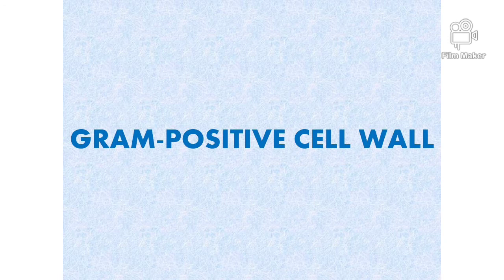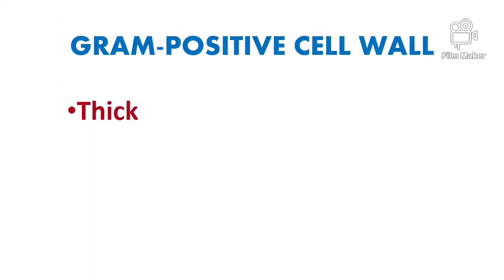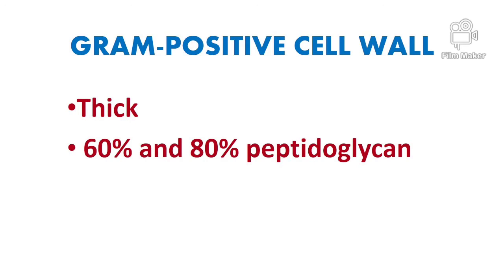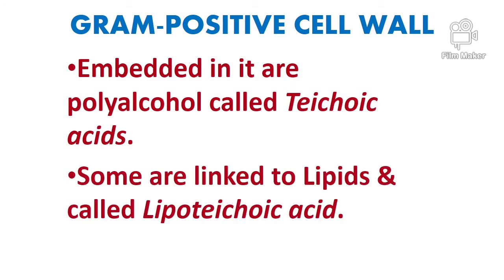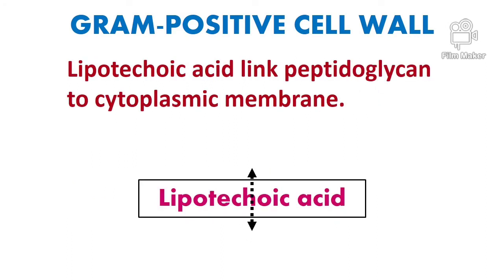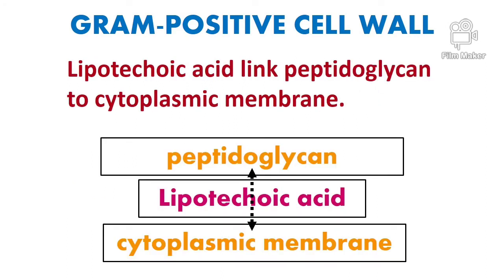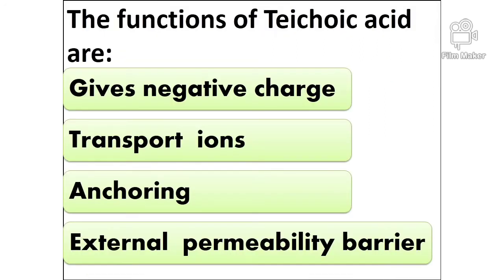Gram-positive cell wall. The cell walls of gram-positive bacteria are quite thick and consist of between 60% and 80% peptidoglycan. Embedded in it are polyalcohols called teichoic acids. Some are linked to lipids and called lipoteichoic acid. Lipoteichoic acid links peptidoglycan to the cytoplasmic membrane. The functions of teichoic acid are: gives negative charge, transport of ions, anchoring, and external permeability barrier.